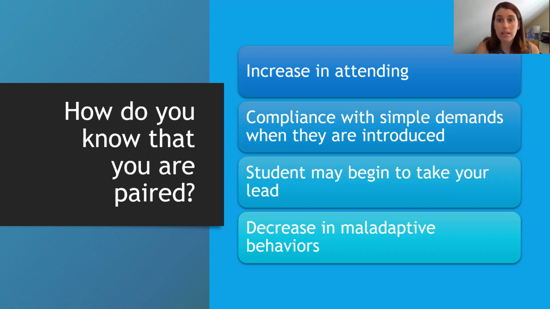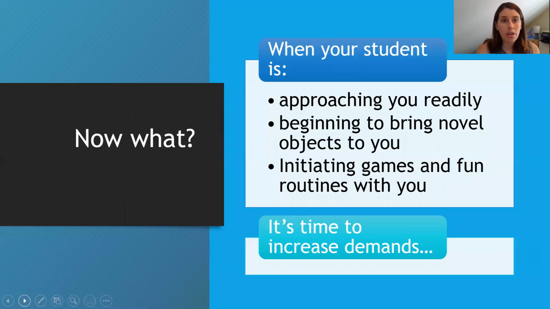They may begin to take your lead. While you're doing your pairing, you are taking their lead, but they may begin to take your lead, whether it's handing you something and expecting you to complete that fun activity or fun routine with them. They're going to start coming to you to take the lead, which would be a really nice way to determine if you are paired. And you're also going to see a decrease in maladaptive behaviors.